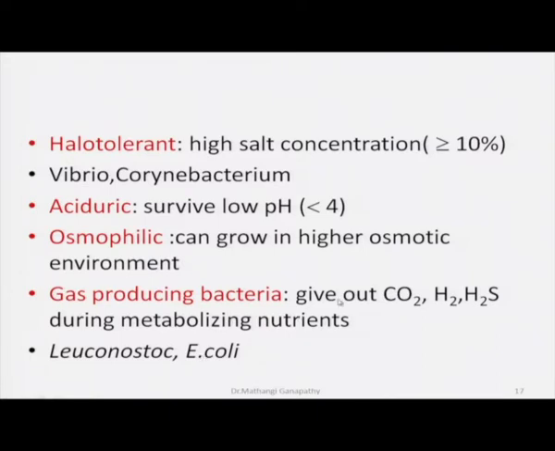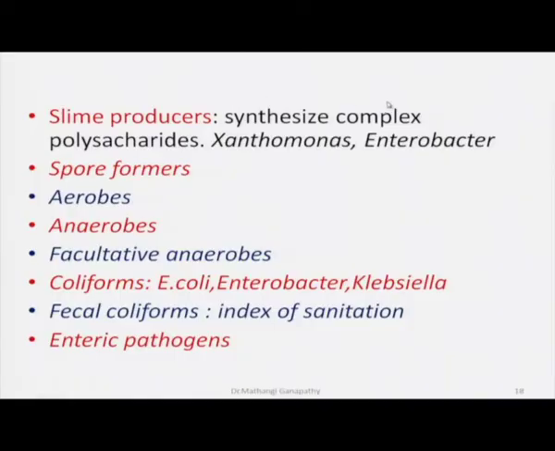So the evolution of the gas is normally taken as an indicator for the presence of certain microbes which are present in the particular foodstuff. You have slime producers. The slime producers synthesize complex polysaccharides, for example Xanthomonas, Enterobacter. This slime would be deposited on the outer surface, changing the texture of the food concerned. That nature itself will indicate that the food has been spoiled. So that is the major classification.